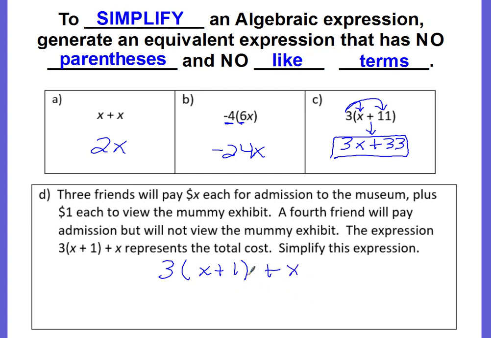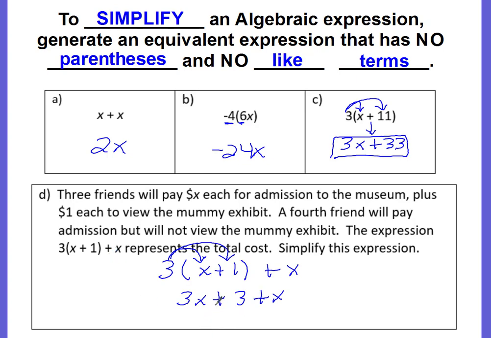First thing, are there parentheses? Yes. You always have to get rid of the parentheses first before you can combine those like terms. So we're going to share out this 3 with each term inside the parentheses. So 3 times x gives us 3x, bring down the operation symbol, and 3 times 1 gives us 3. We haven't done anything with this x down here. It's not inside the parentheses, so we're not going to share the 3 with it. We just bring it down. This is kind of like a two-step problem.